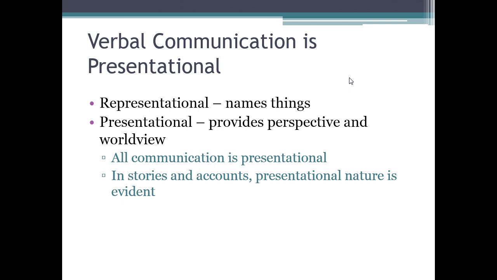But all communication is presentational. Yep. When we're talking, we are presenting something, even if it's just our opinion. We are presenting something, because we're trying to get some information to someone or persuade them, whatever. When we tell stories and provide accounts, the presentational nature is really recognizable. So if you're recounting to a police officer what you saw of an accident, what you do is very presentational, which makes sense.